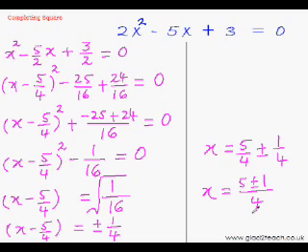So now we can separate these two roots. So one root will be x equal to 5 plus 1 over 4. 5 plus 1 is 6 over 4. And the other root would be 5 minus 1 over 4. 5 minus 1 is 4 over 4.